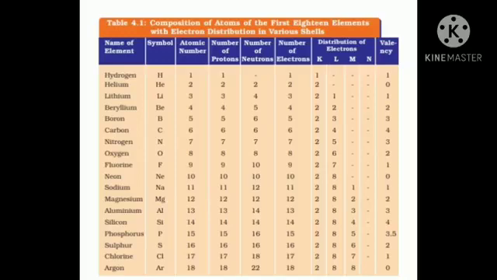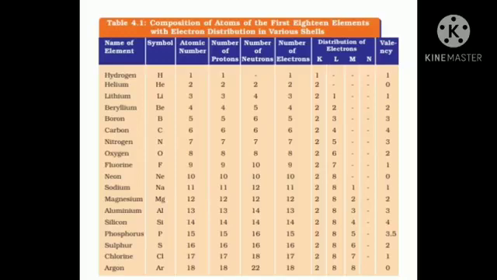Argon, Ar symbol, 18 atomic number. So the number of protons and electrons is 18. Number of neutrons 22. The distribution of electrons 2, 8, 8. The outermost shell, the valence shell, contains 8 electrons, that is valence electrons. 8 minus 8 is equal to 0.